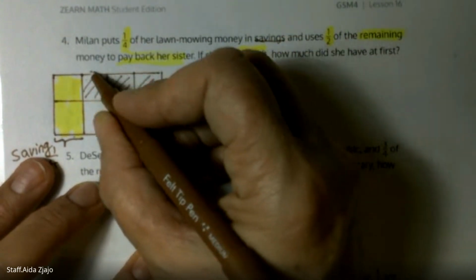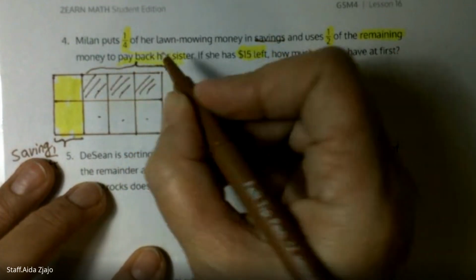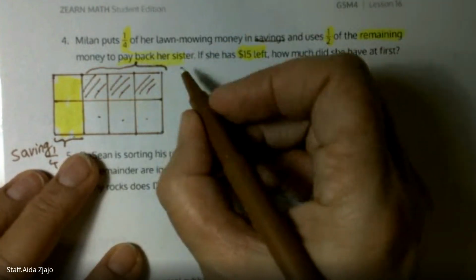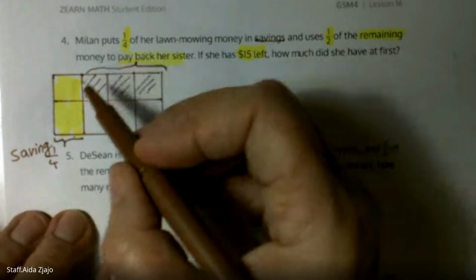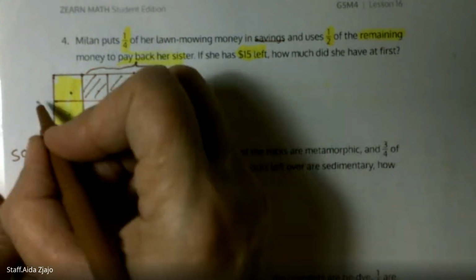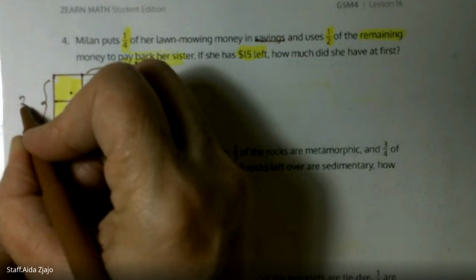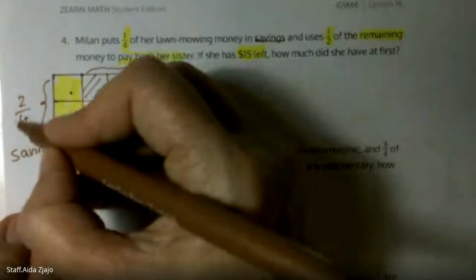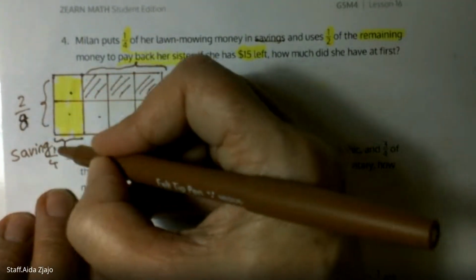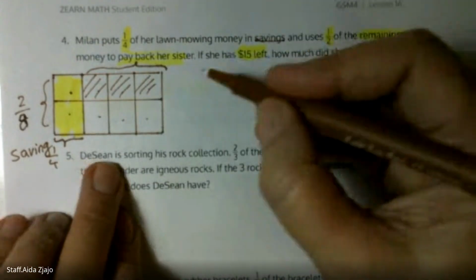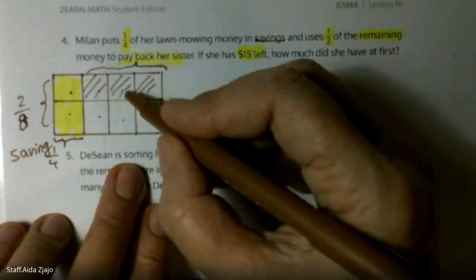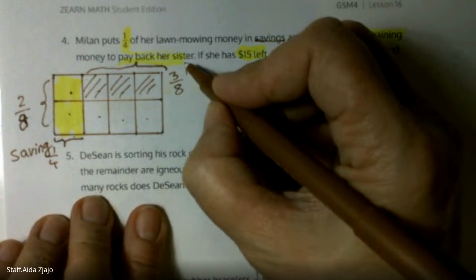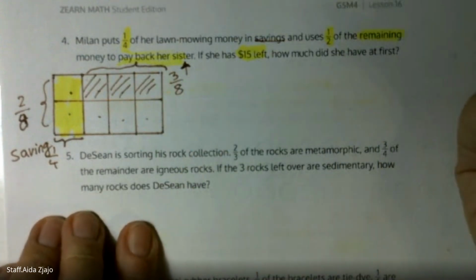payback to the sister. Okay, and when we think about what part of a fraction that is, that represents the saving, which is the same as 2/8. Sorry, 2/8 is the same as 1/4, and then the payback is 3 out of 8 pieces. 3/8 is payback to sister.